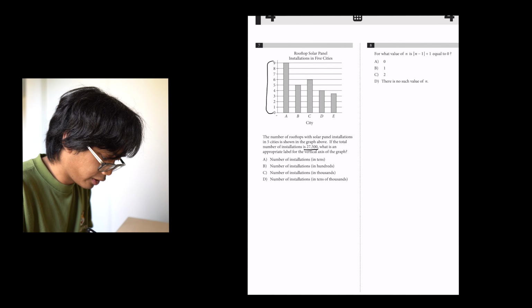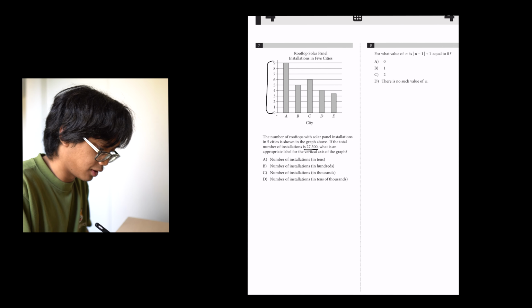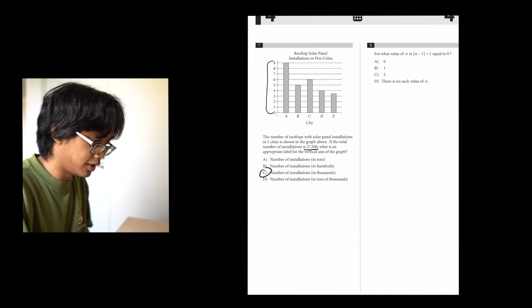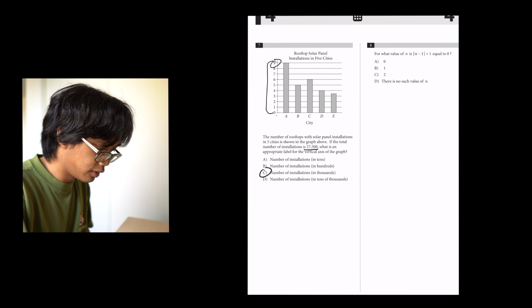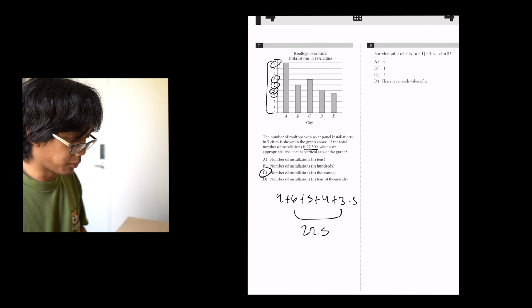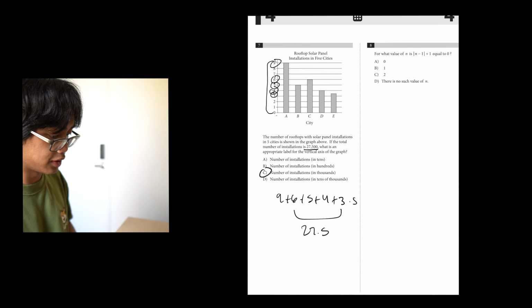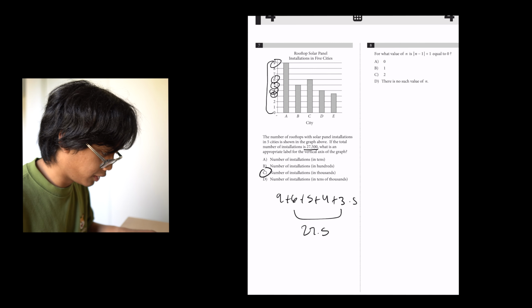So it's going to be whatever this is, and you'll want all of this to add up to 27,500. So that means it's probably not going to be the tens or hundreds. That's also not going to be the tens of thousands. It's going to be thousands. As we see, we have 9, 5, 6, 4, and 3.5, and if you add those up, you get 27.5. And since the total number of installations is 27,500, that means you're going to want your installations in thousands. So that's going to be C.